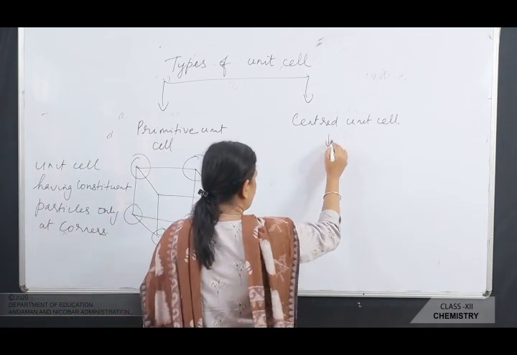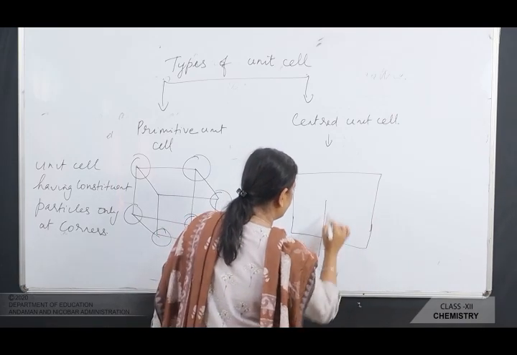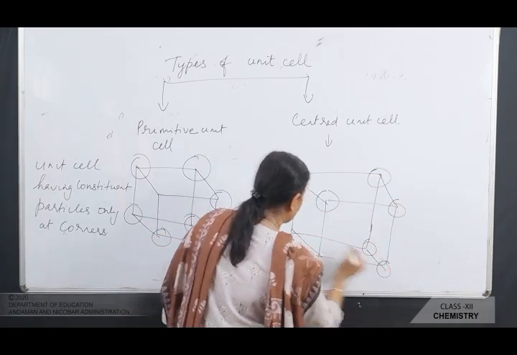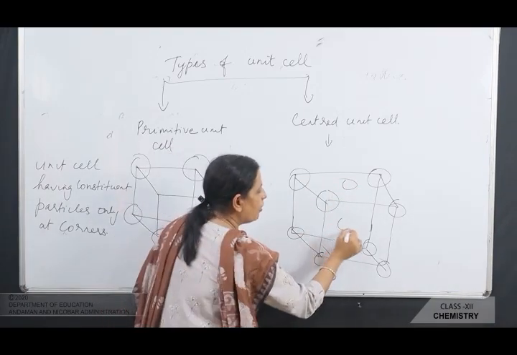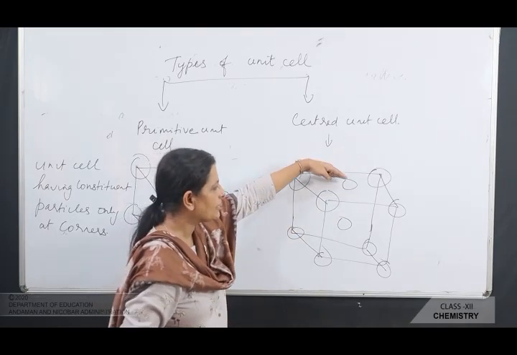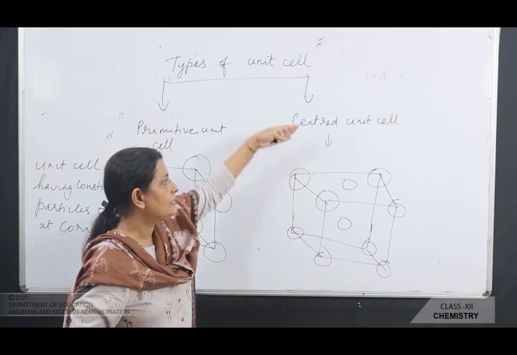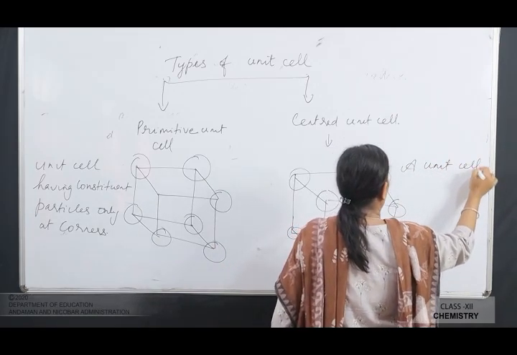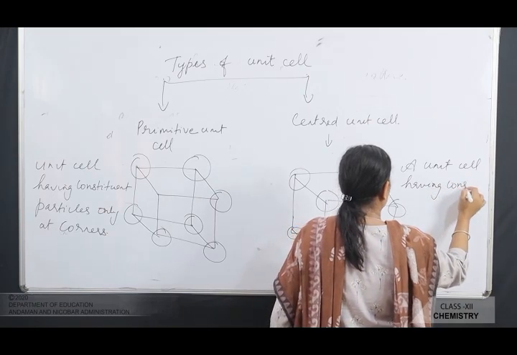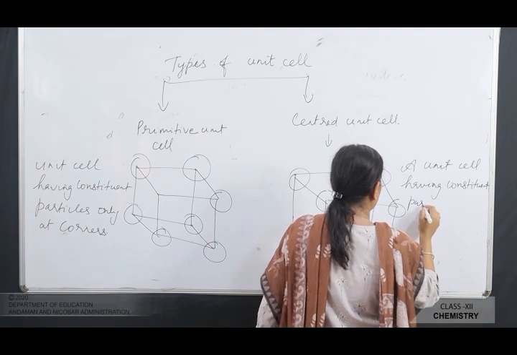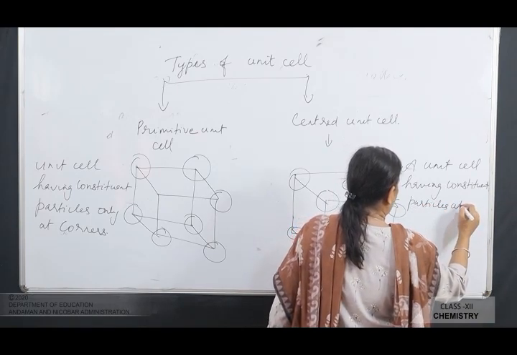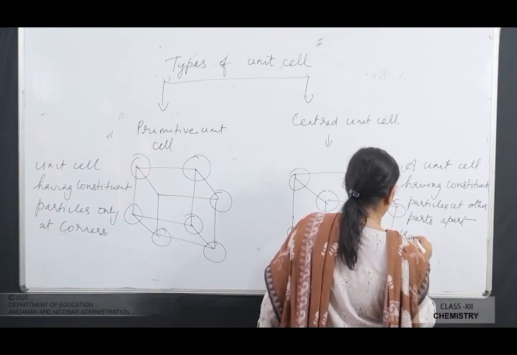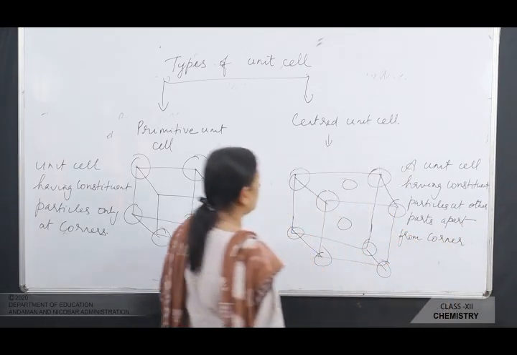Then comes centered. In case of centered unit cell, apart from the corners, it may have constituent particles at the center of the face, or at the body center. Anywhere apart from the corners, it may have particles at the center of the face or body center. Such a unit cell is known as what? Centered unit cell. A unit cell having constituent particles at other parts apart from the corner is known as what? Centered unit cell. So understood?